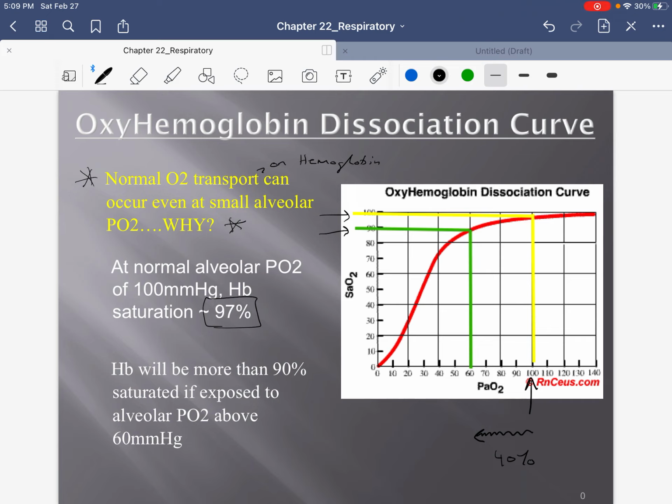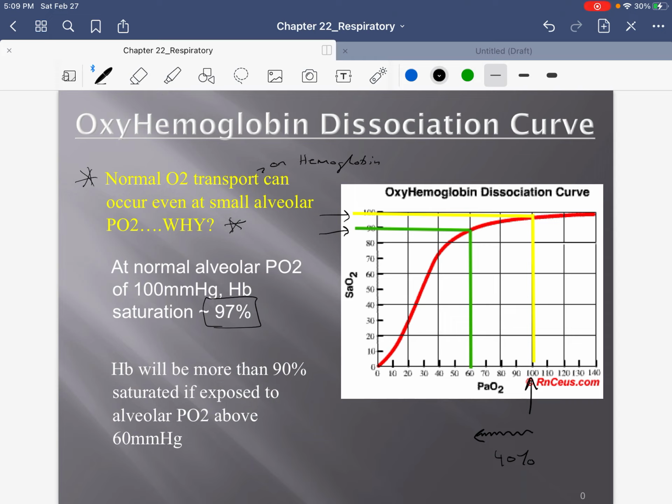So, the idea that we have a little bit more play with oxygen because of what this curve shows us, because of the affinity for oxygen to hemoglobin, because it can bind so quickly, the second, third, and fourth one, it gives us a little bit of room for error.